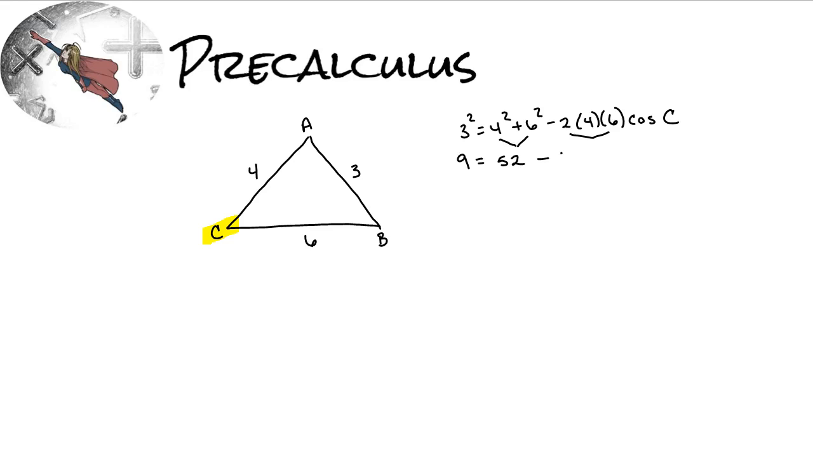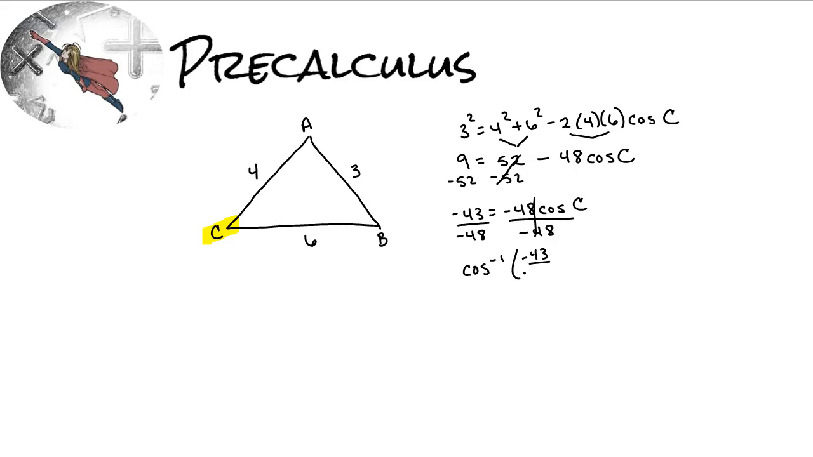8 times 6 is 48. Cosine of C. Subtract this 52 to the other side. So negative 43 equals negative 48 cosine of C. Divide both sides by negative 48. So now we can do cosine inverse of negative 43 over negative 48 in the calculator, and let's see what we get. And you get 26.38 degrees equals angle C.